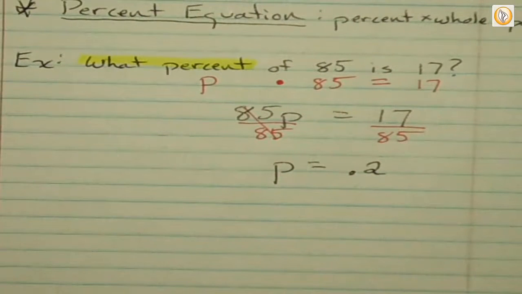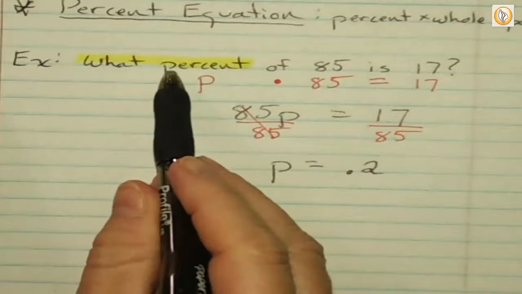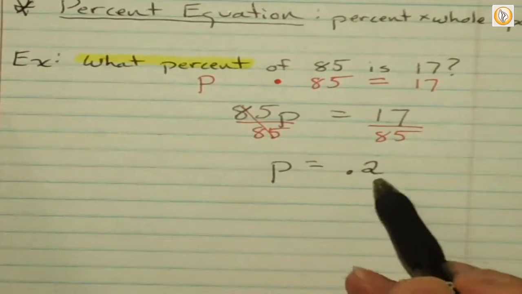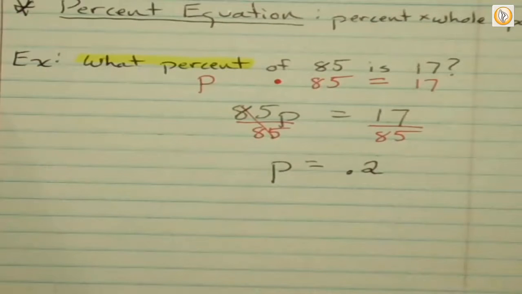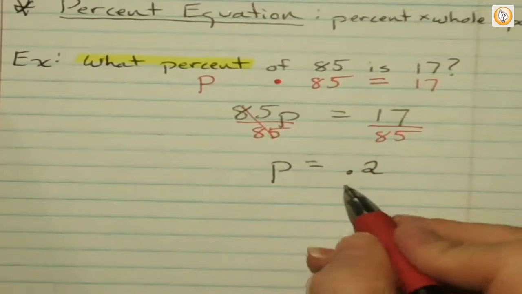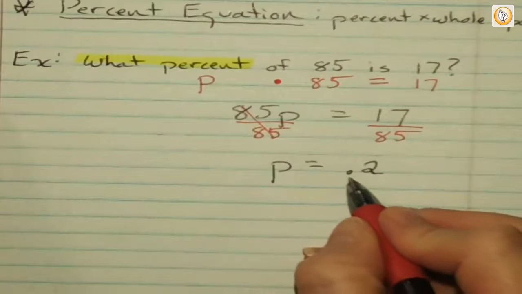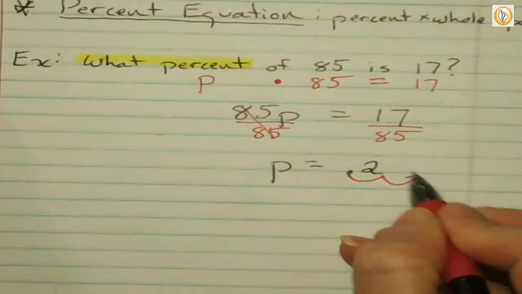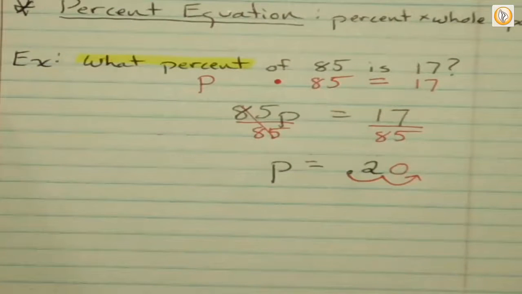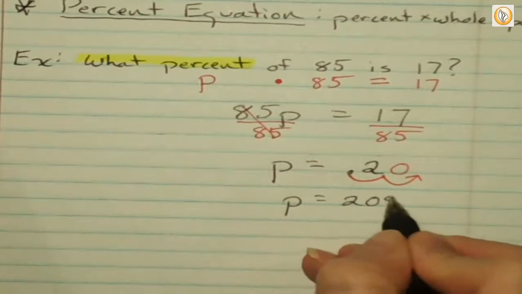Okay, guys, this is the tricky part. They're asking for a percent. So we work it out, and if you use your calculator or not, you get 0.2. But then we have to change it to a percent. And how do we do that again? Valeria? Move the decimal two places to the right. So then the percent is 20%.